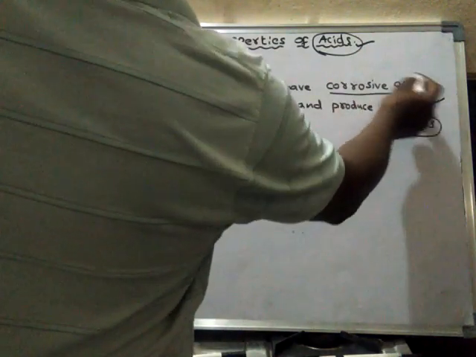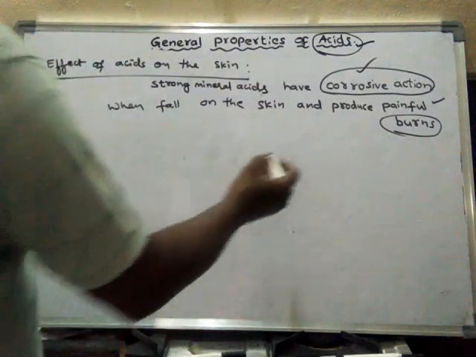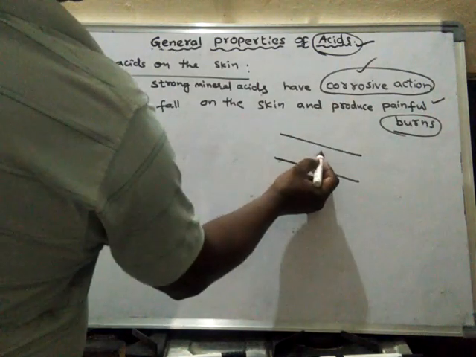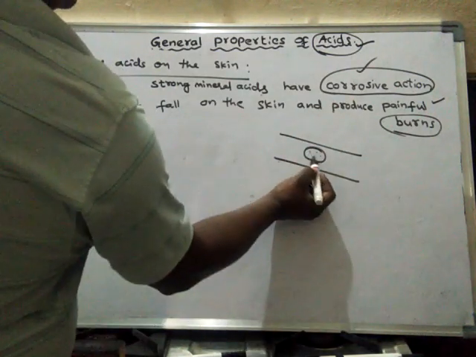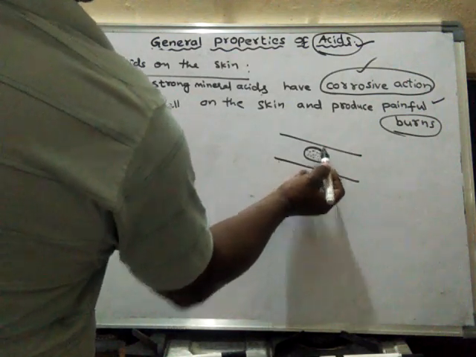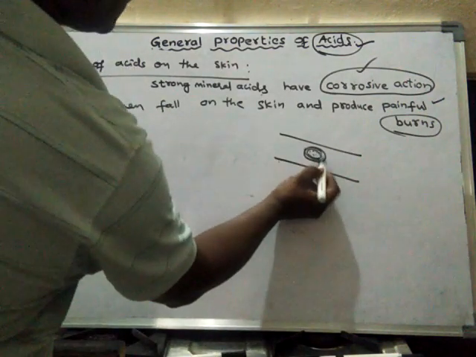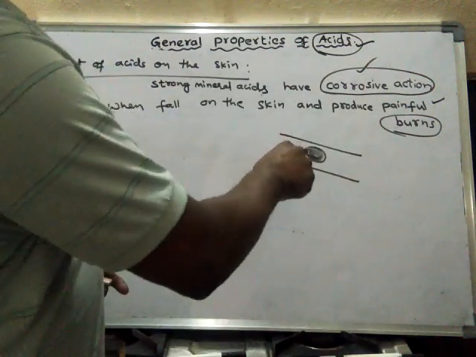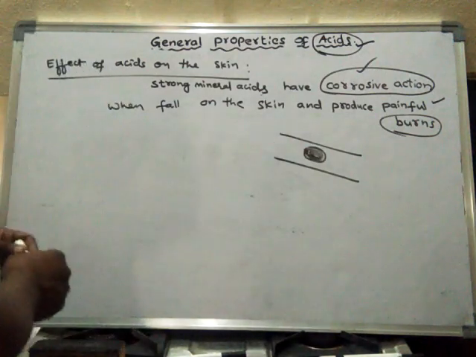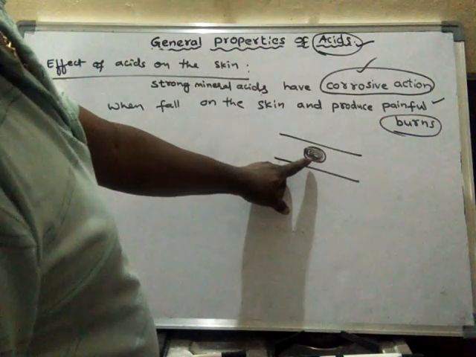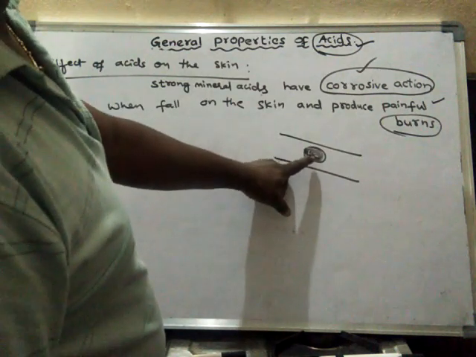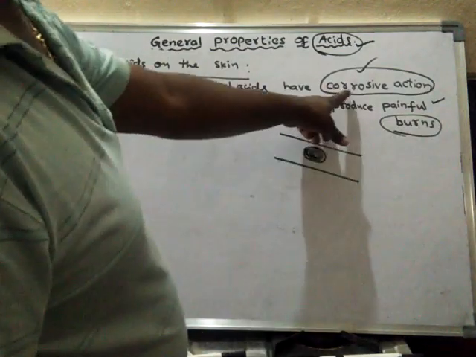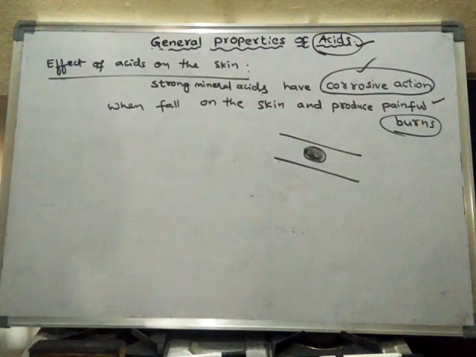So what is corrosive action? What is the meaning of corrosive action? Suppose this is the skin, and that acid falls on the skin. What happens? All the skin will come together and form a mass. At that place the skin will burn, and it will be very painful. Such action is said to be corrosive action.